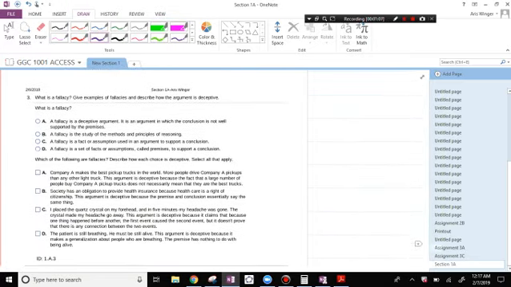What is a fallacy? Give examples of fallacies and describe how their argument is deceptive. A fallacy is a deceptive argument. It is an argument in which the conclusion is not well supported by the premises.